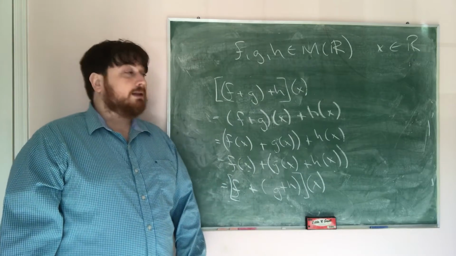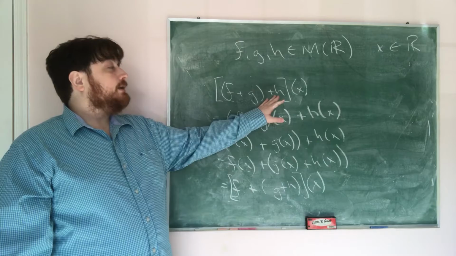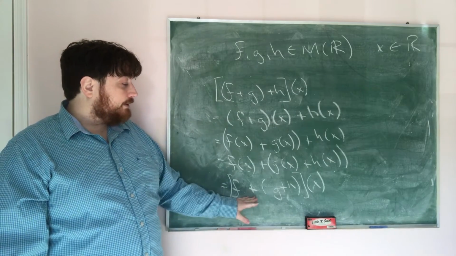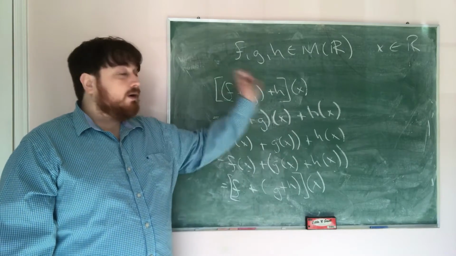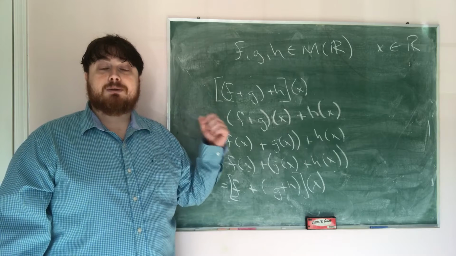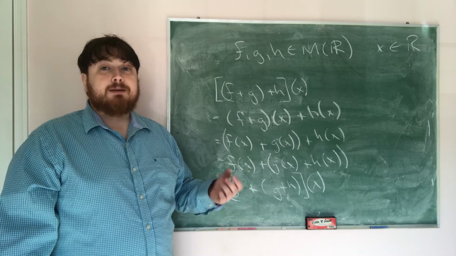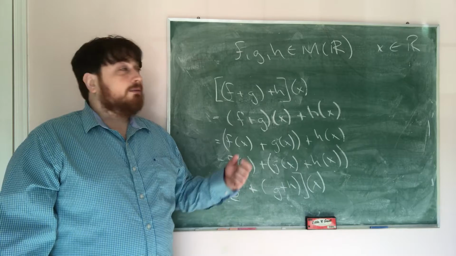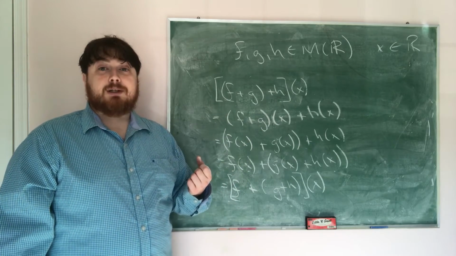And so what I've done is shown that (f plus g) plus h is the same as f plus (g plus h) for all x in the real numbers. Therefore, those two functions are equivalent. So we do have associativity for the addition of mappings on R.